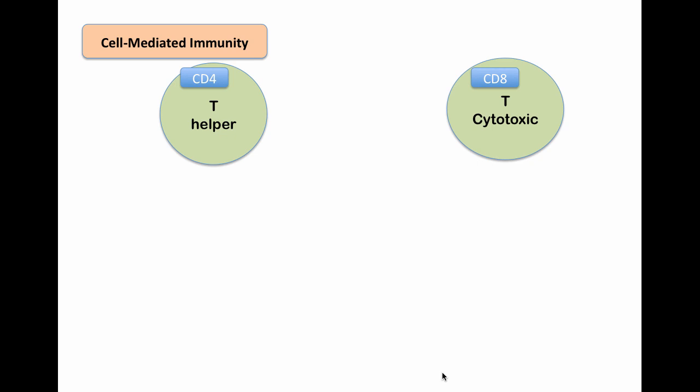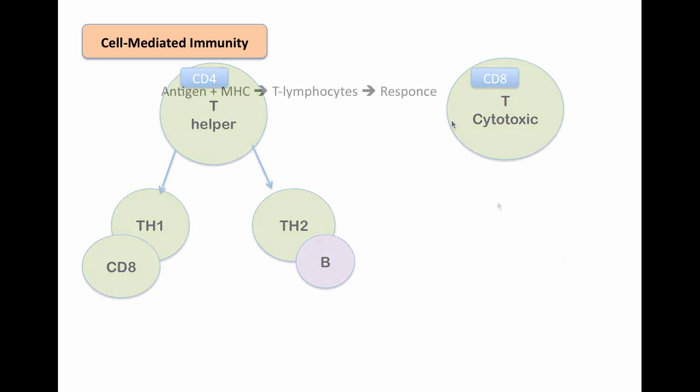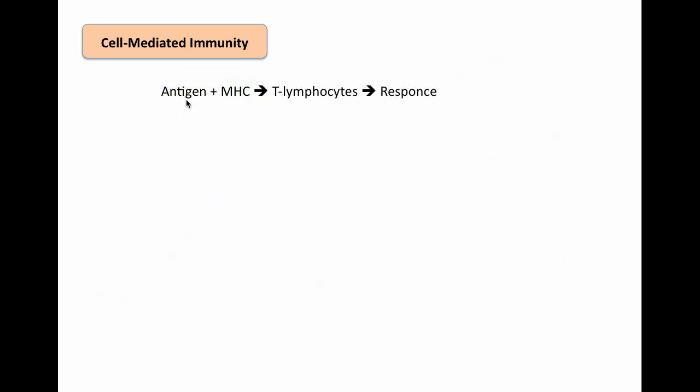The second type, which is the cell-mediated immunity, depends on T cells, as we said. The two types are CD4 and CD8. CD4 has two types, T helper 1 and T helper 2. T helper 1 is responsible for activating CD8 cells, which later activate macrophages. T helper 2 activates B cell and, as we mentioned, acts as an antigen-presenting cell. The cytotoxic, from its name, kills the cell. It kills tumor cells, viruses, and allografts. Plus MHC will activate T lymphocytes and initiate a response.